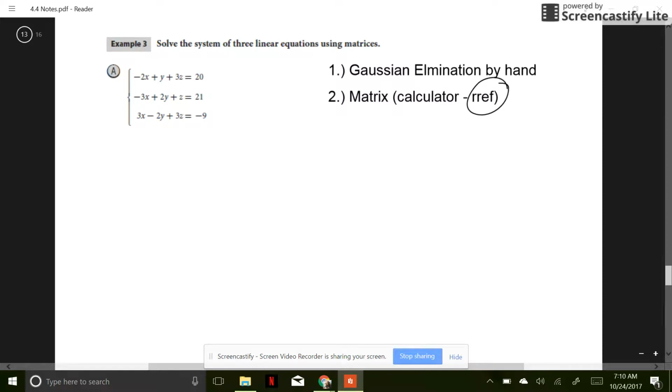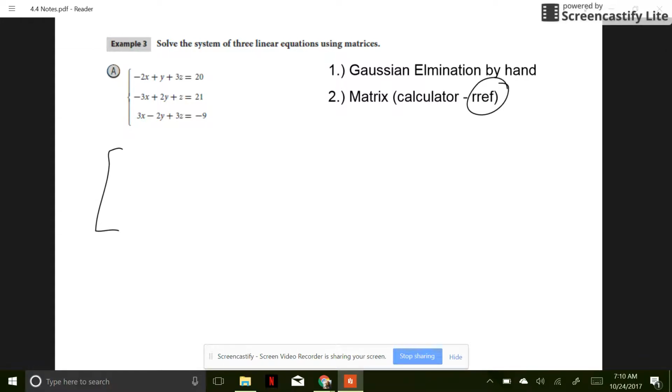So you have to watch the video or pay attention in class on how to do what's called reduced row echelon form to solve these in your calculator. But we're going to just focus on what our answers look like and how we plug it into the calculator. So again, we're going to take the coefficients. So in our first equation, we have -2, 1, 3.